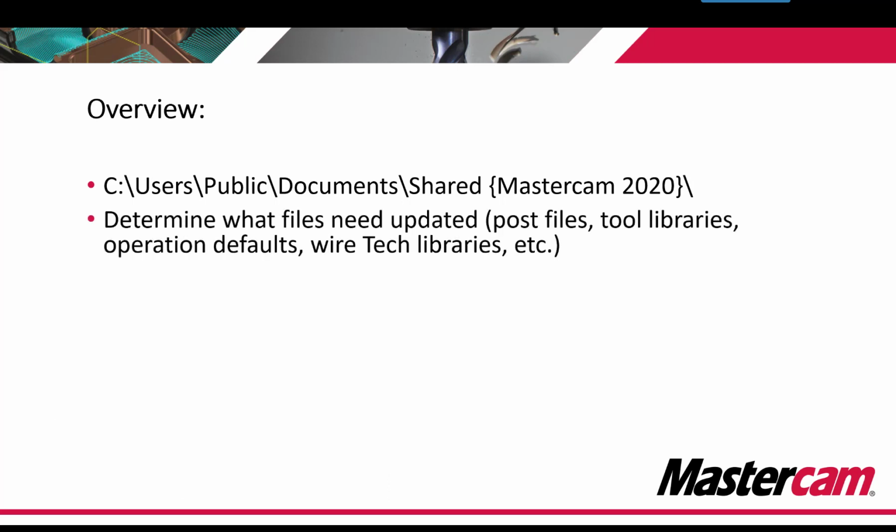Next, we want to just determine what files we want to update. We know we'll need to update our post-processor files. This includes machine definition, control definition, and post files. And then we also want to update anything else that we use, like customized tool libraries, operation defaults, WireTech libraries, anything that we know that we utilize that have been customized or are specific to our machines. We don't need to update the part files because that's going to happen whenever we open them in a new version. We'll be given the option to either save and overwrite them or save as.